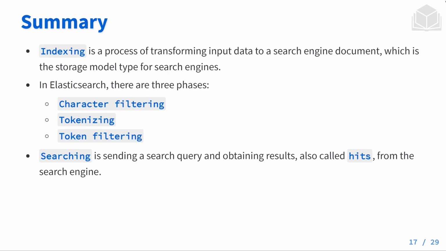Okay, we're back for the summary. The first one is that indexing is the process of transforming input data to a search engine document, which is the storage model type for search engines. In Elasticsearch, there are three phases: character filtering, tokenizing, and token filtering. And the third one is searching, which is sending a search query and obtaining results, also called hits, from the search engine.